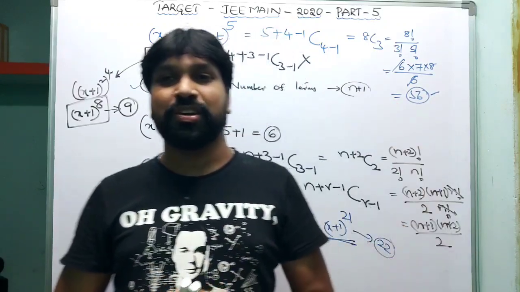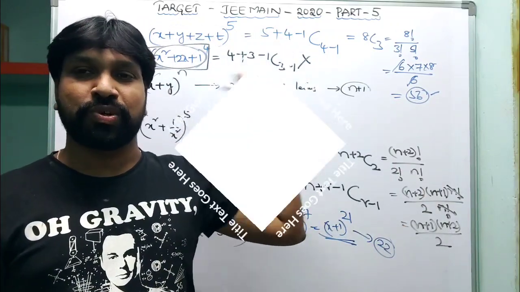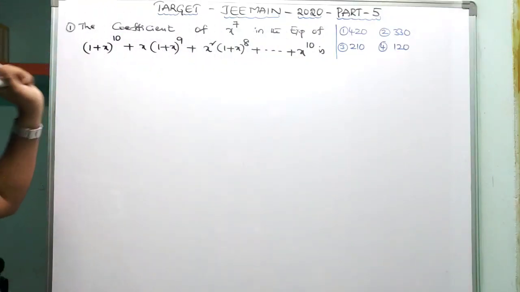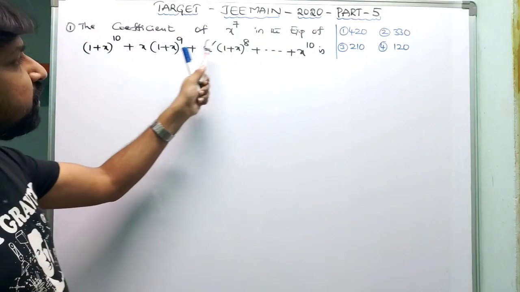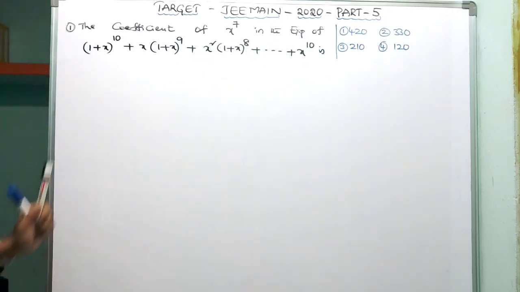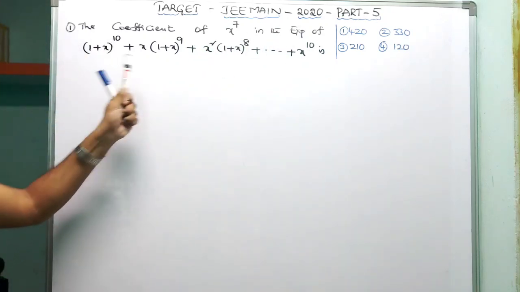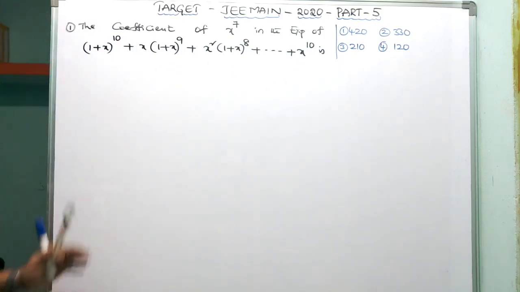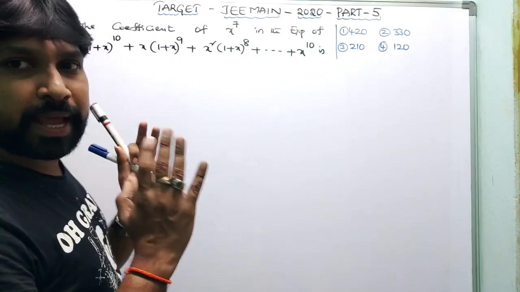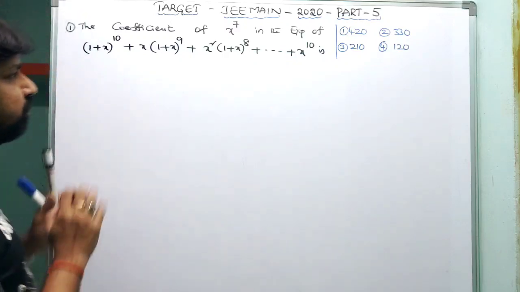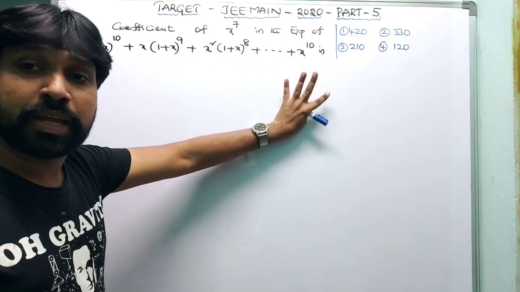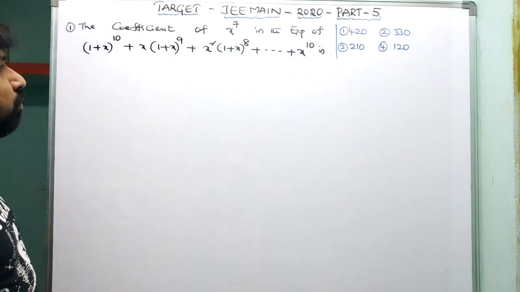Let's start our session with your first question, from the JEE Mains 2019 January shift. The coefficient of x power 7 in the expansion of (1 plus x) whole power 10 plus x into (1 plus x) whole power 9 plus x square into (1 plus x) whole power 8 plus so on plus x power 10 is dash. If you observe very clearly, it is a GP of n terms. So that's what you are going to write.